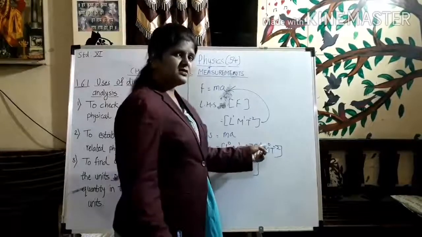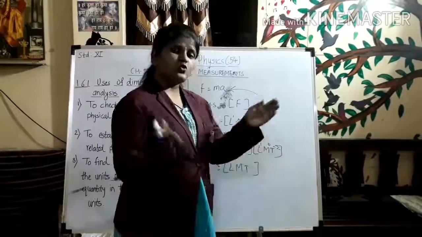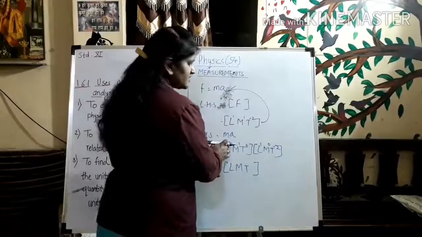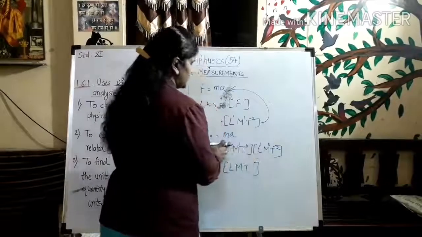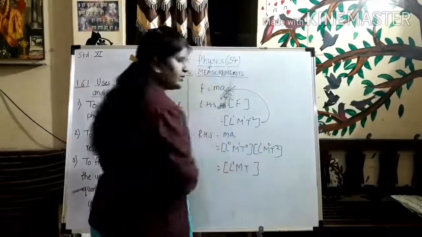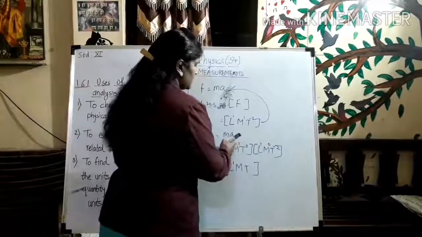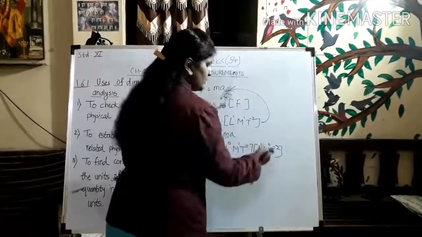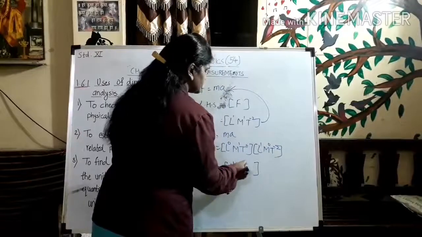And here it is 1, 0, minus 2. So I can add up. As L raised to 0 is there and L raised to 1 is there, I can add 0 plus 1 will be 1. So I will write 1 over here. For M raised to 1 is there and here it is 0. So 1 plus 0 will be 1.